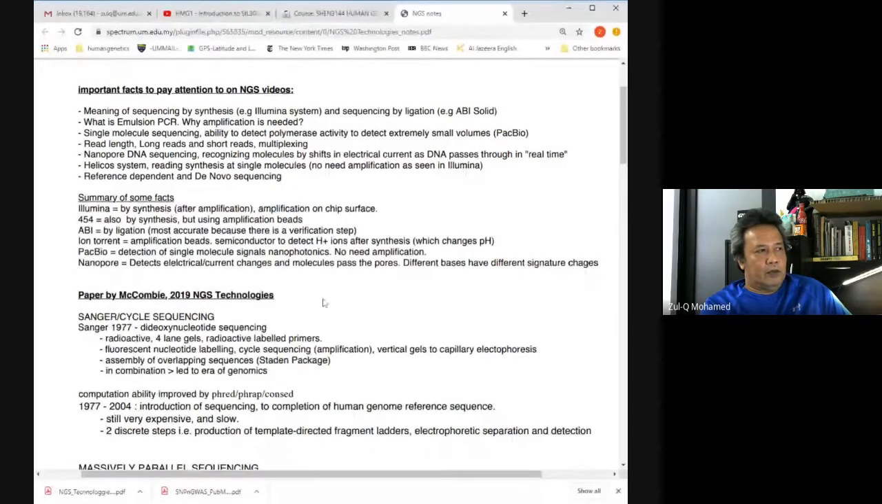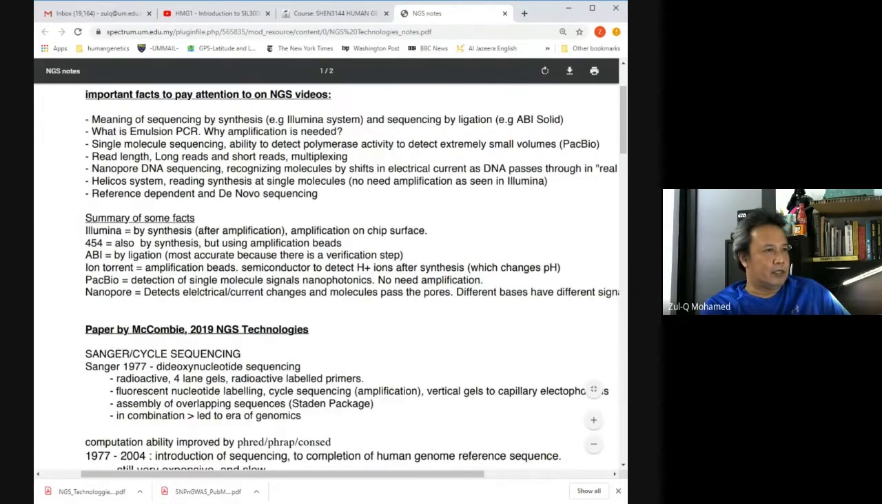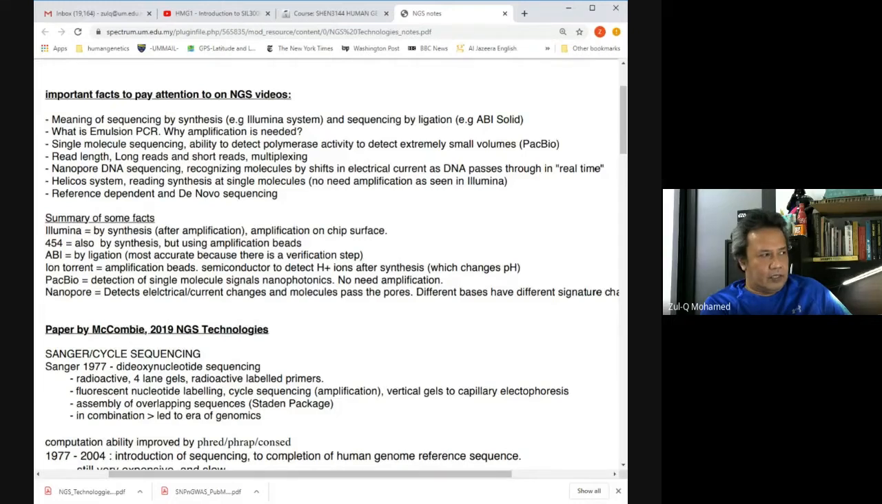I'll give you a brief overview of NGS. This is what you should know by now. By now means, I'm assuming you have watched the videos or you have actually done some reading, hopefully. So basically, that means you should be able to answer these questions. What is sequencing by synthesis? Okay. Now, altogether, there are these systems down here.